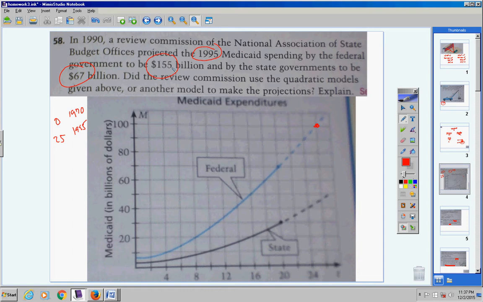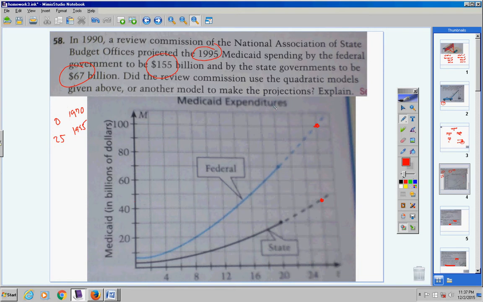Let's check out the state government. The state government projection for 1995 was 67 billion. So here we go. Let's go over to 25. Now let's go up, and it's right here. Well, that's even with about where? 40, 50, so 40, 45. So on this graph, we're getting 45 billion, and they said 67 billion. So it's very obvious, just based on the graphs, the answer is no.